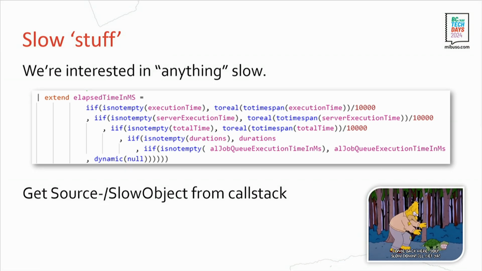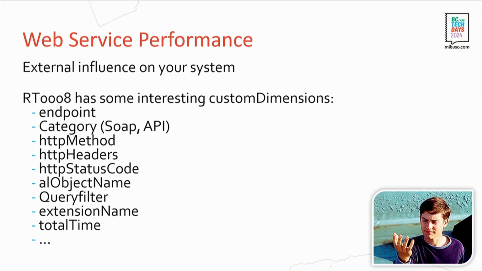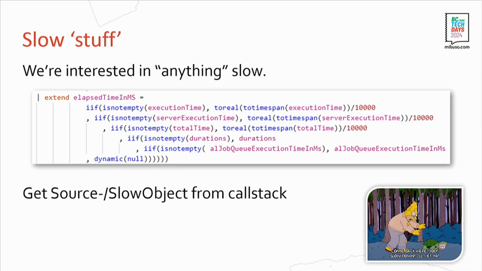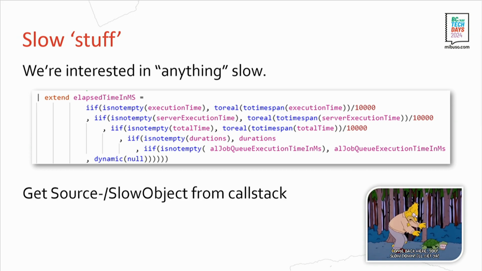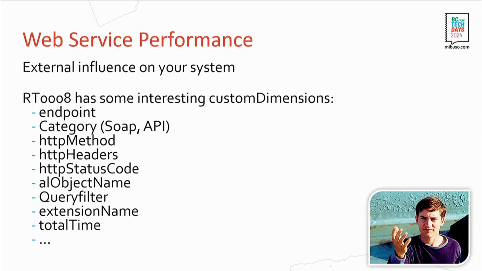I've got some slides here, basically an overview of what we just saw. The slow stuff, I'm actually just interested in anything slow, so that is the concatenation of whatever field by Microsoft is called. I just put it in one field, elapsed time, and that's the one I will do some queries on. And then the web service performance, there are some interesting things, obviously endpoint as well. You can figure out what application is using it by the endpoint.